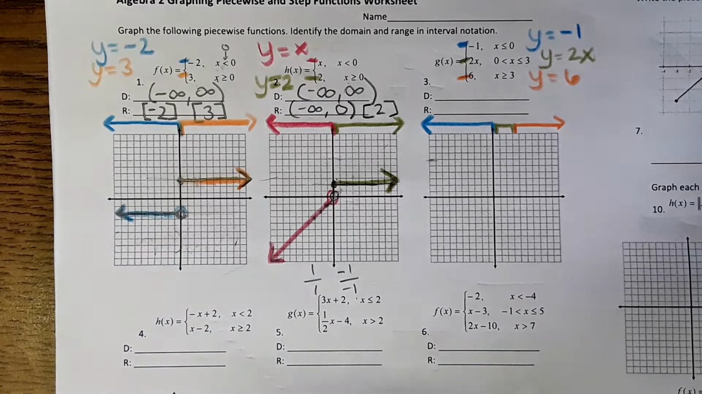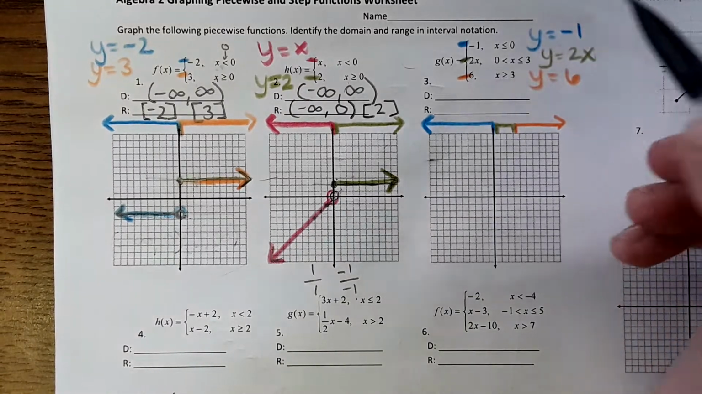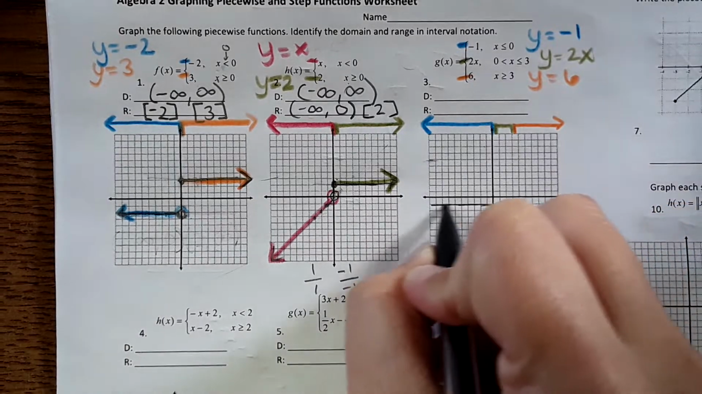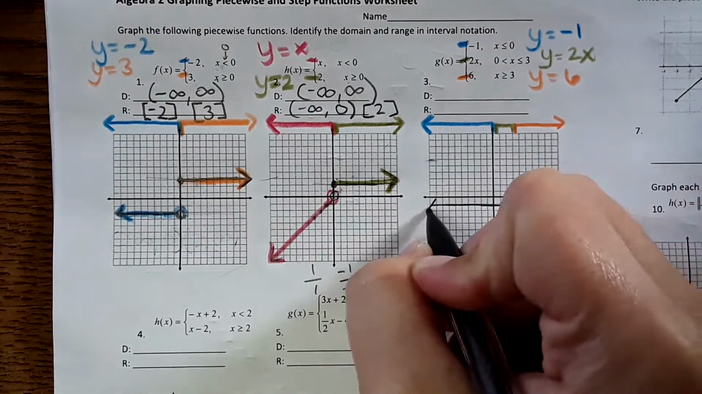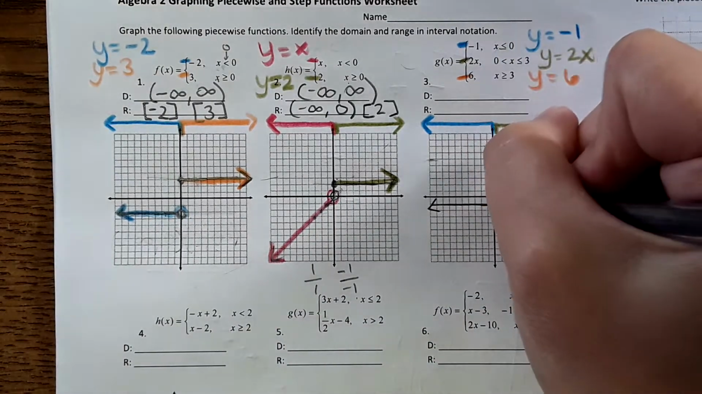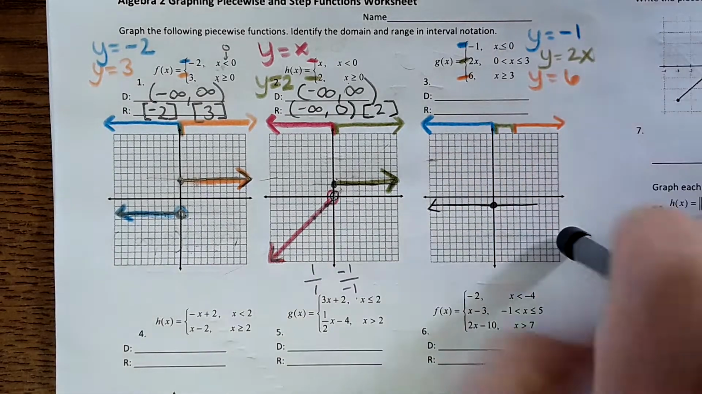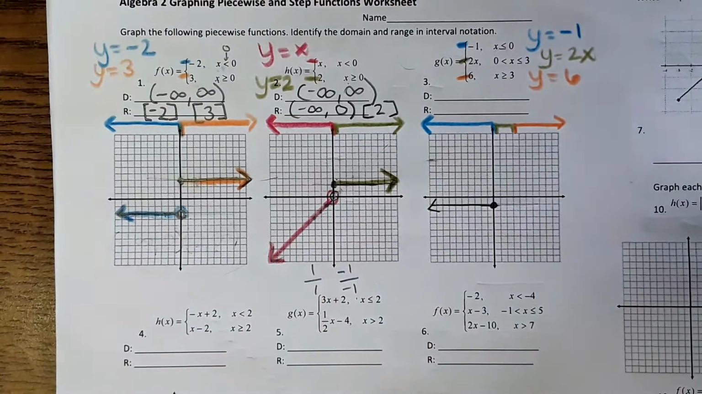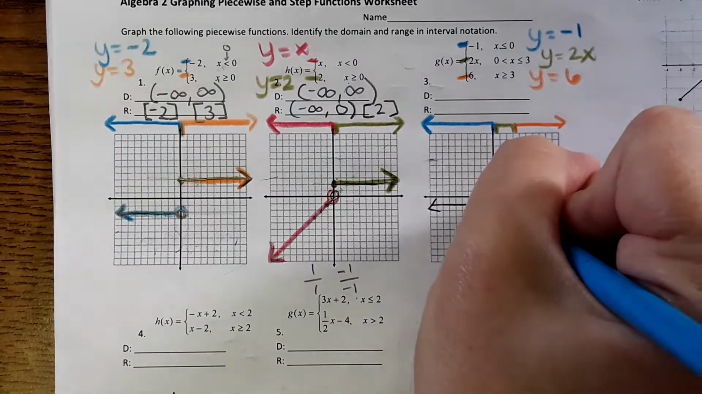Okay, now I'm going to start graphing my lines. Y equals -1. That's just going to be a horizontal line at -1. X is less than or equal to 0, so I'm going to do a closed dot at 0 and erase the part that's not included and trace the line.